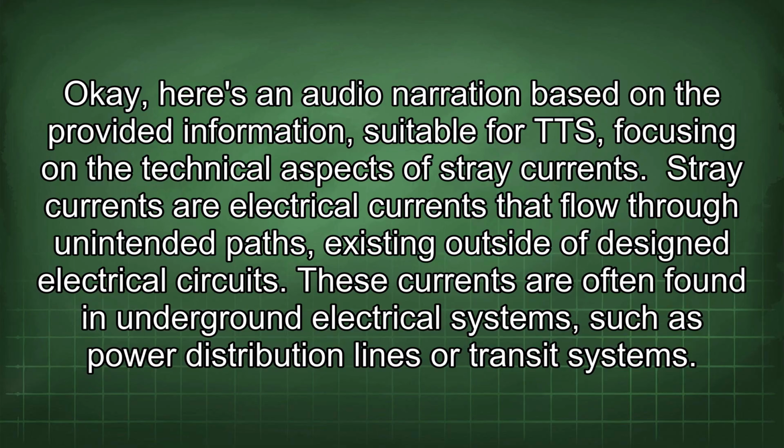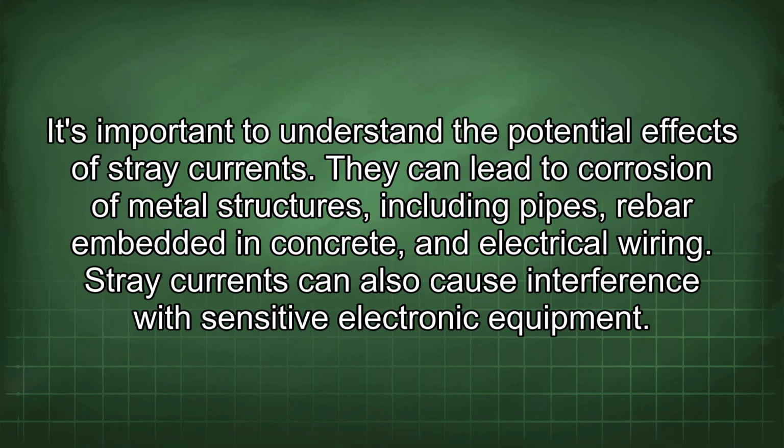Stray currents are electrical currents that flow through unintended paths existing outside of designed electrical circuits. These currents are often found in underground electrical systems, such as power distribution lines or transit systems. It's important to understand the potential effects of stray currents.